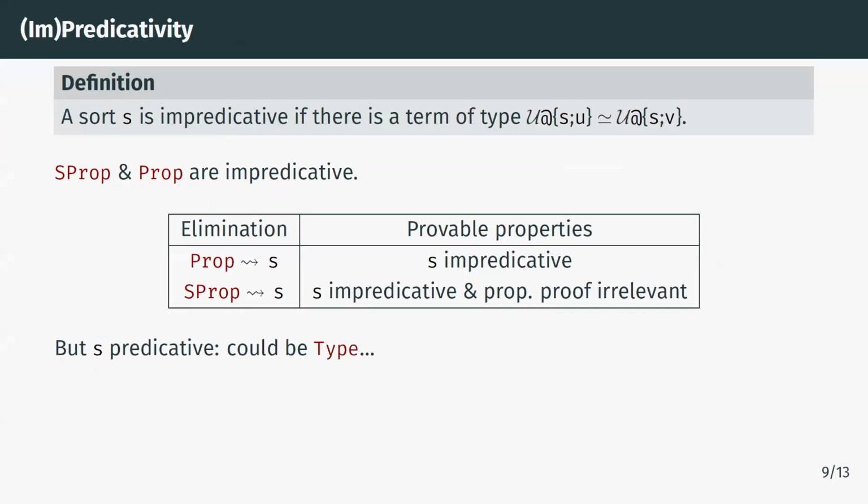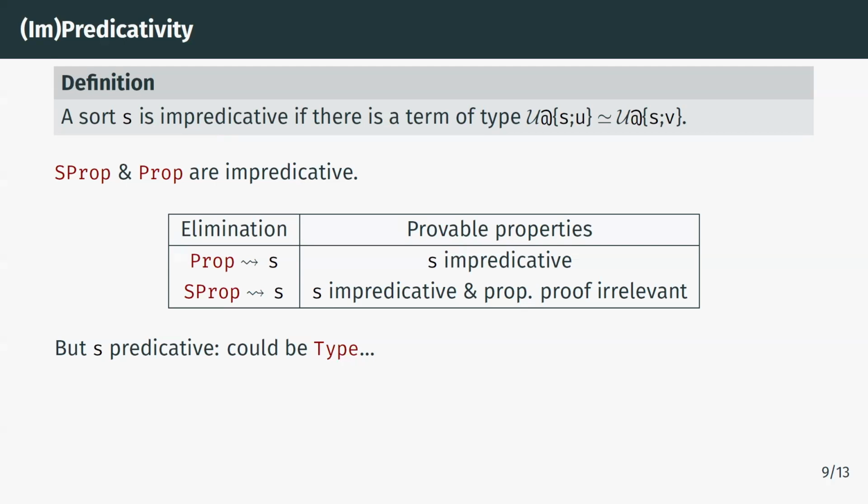So, yeah. Another thing to be aware of is the impredicativity that can come up with the elimination constraints. So we'll say, for the sake of this presentation, that a sort is impredicative if we have this equivalence between the sort S at level U and the sort S at level V for every universe levels U and V. And so in Rocq, SProp and Prop are impredicative.